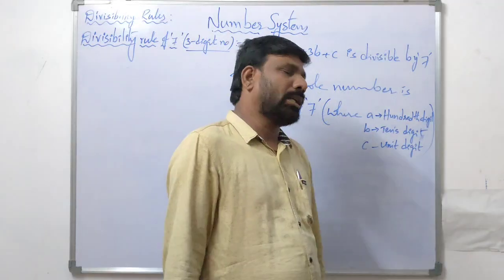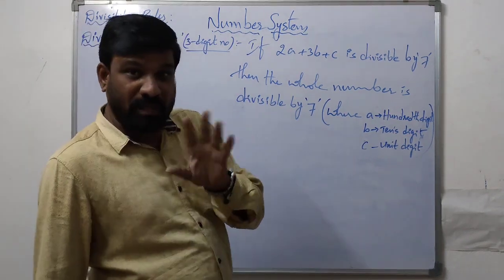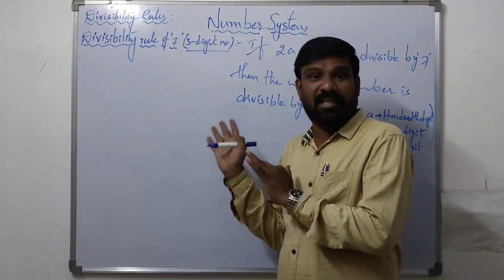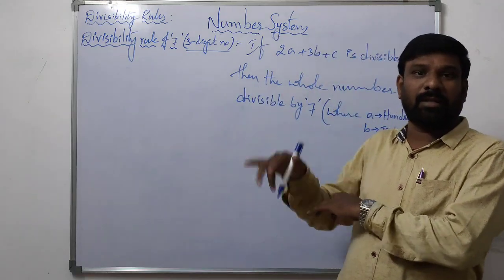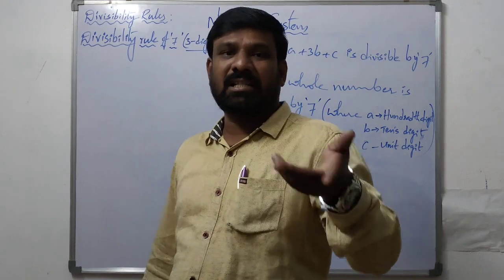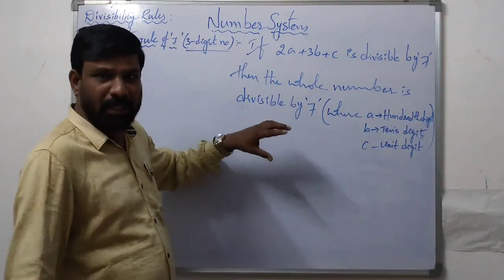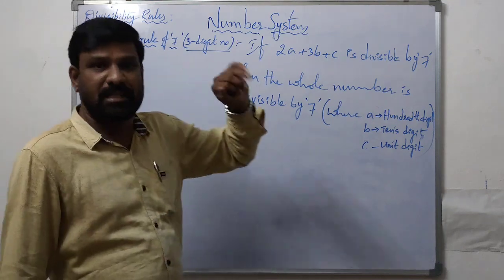Clear? Right. As I have discussed here, the divisibility rule of 7 I did not discuss in the meanwhile. While 6, after 6 I went for 8. So at that time I told you that I'll discuss this at the end after 11. So the divisibility rule of 11 is completed. Now the divisibility rule for 7.